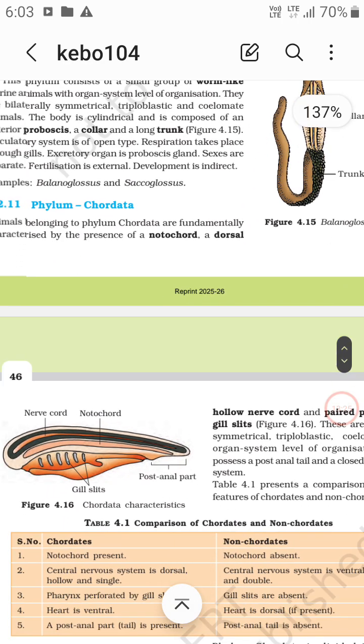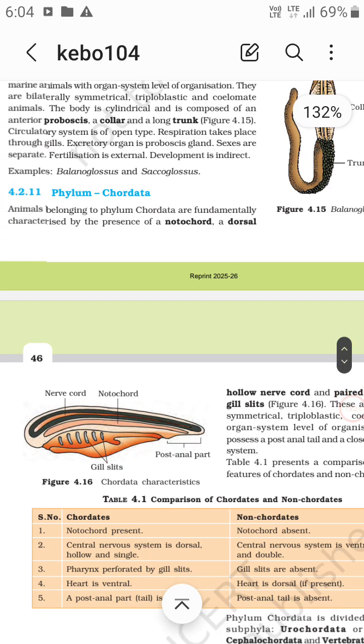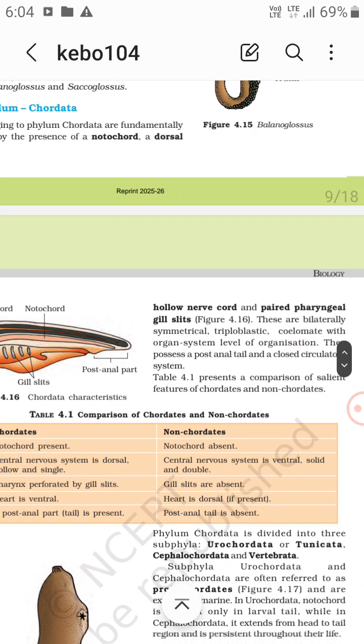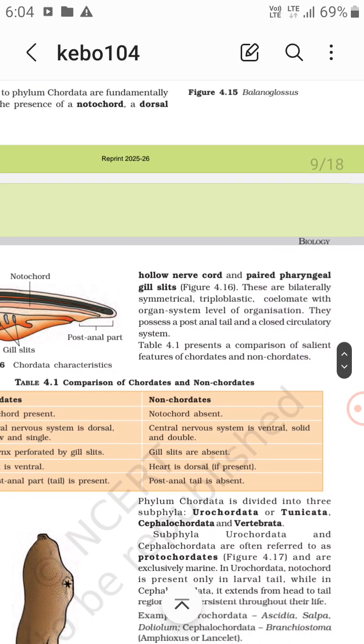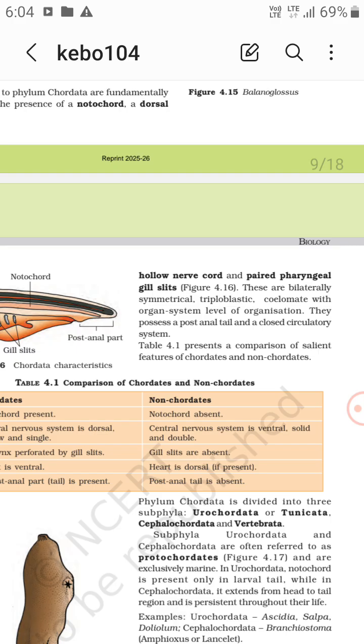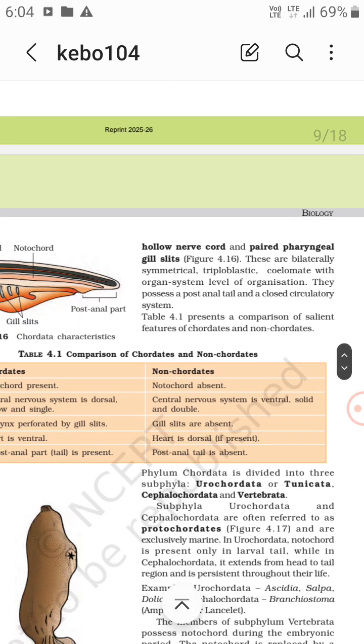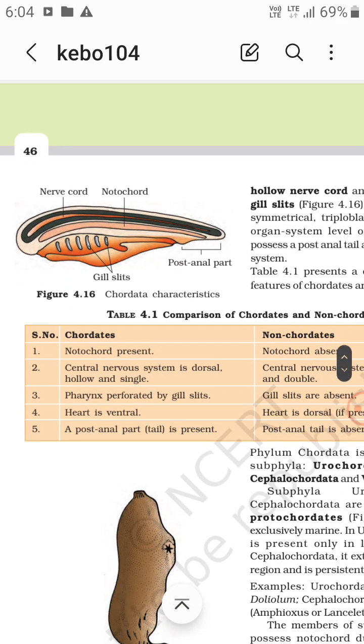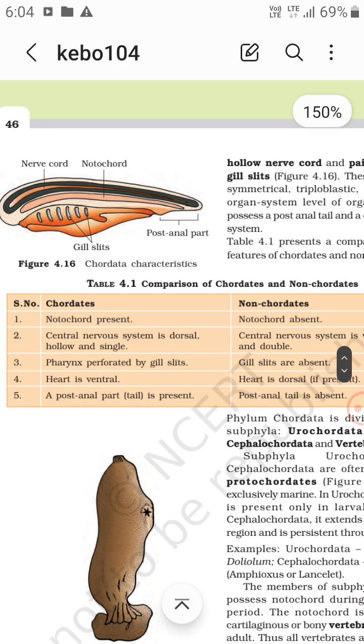Now Chordata. The animals belonging to phylum Chordata are fundamentally characterized by the presence of a notochord, a dorsal hollow nerve cord, that is CNS, and paired pharyngeal gill slits. They also possess a post-anal tail and a closed circulatory system. On the upper side, it is nerve cord. Below that, notochord, then gill slits and post-anal tail on the sides. Okay, these are the chordate characters.